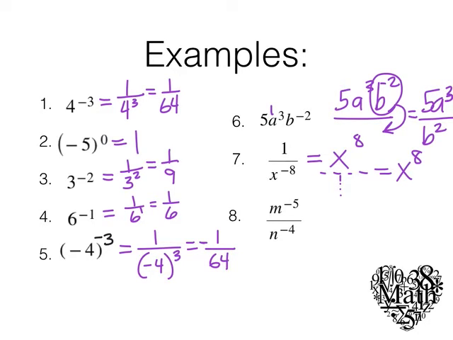And this last expression is m to the negative 5th over n to the negative 4. The quickest way to fix that is to notice that both of them have negative exponents. They're going to switch places. So we're going to put n to the positive 4 up top and m to the positive 5 down on the bottom. Again, that's what negative exponents do. They make reciprocals.